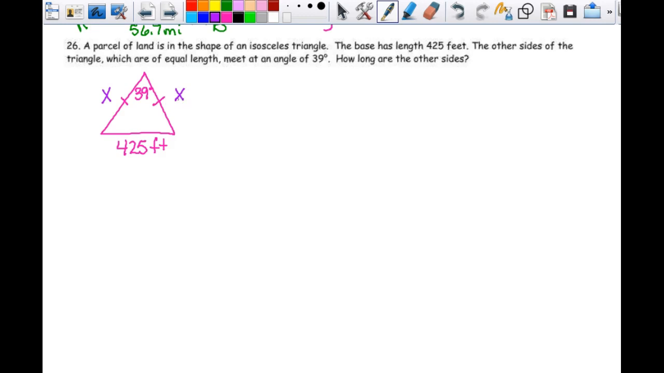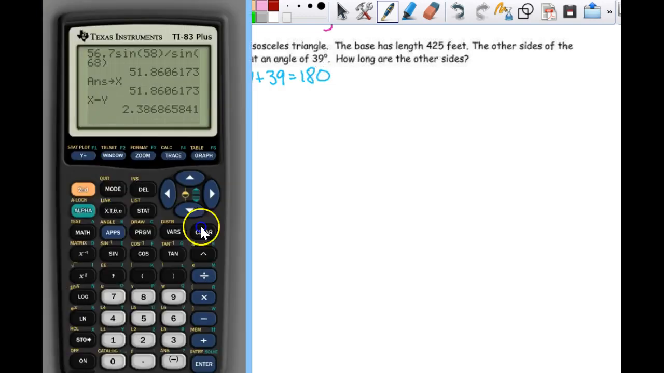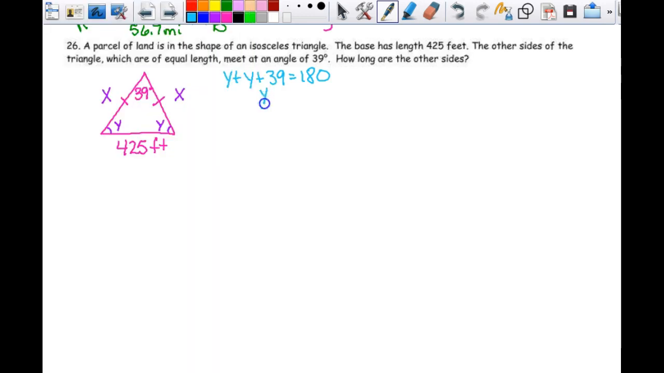In order to do that, I've got to have some more information. Well, this is an isosceles triangle, so I know that the base angles are congruent, so I can call them y. So what I know here is that y plus 39 has to equal 180. So 180 minus 39, and then I divide by 2. So that's one of the angles. I'm going to store that. I called it y, so I'll store it in y. So y equals 70.5. So that's what this is here, 70.5, and so is this one, 70.5.